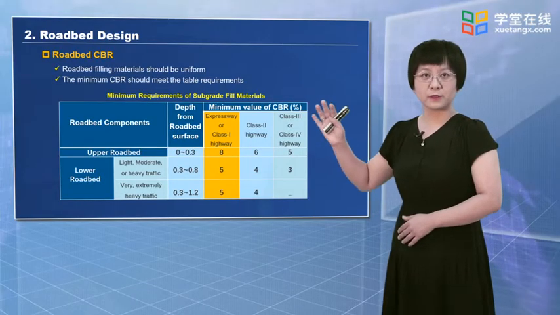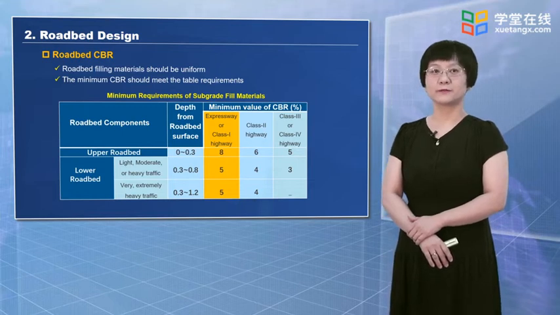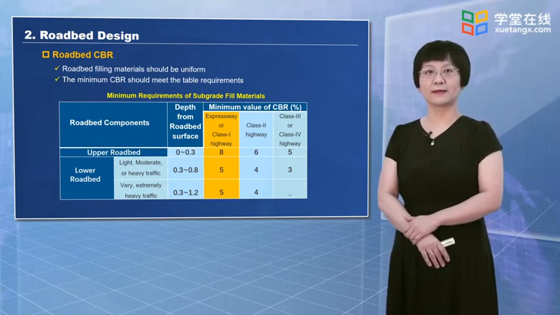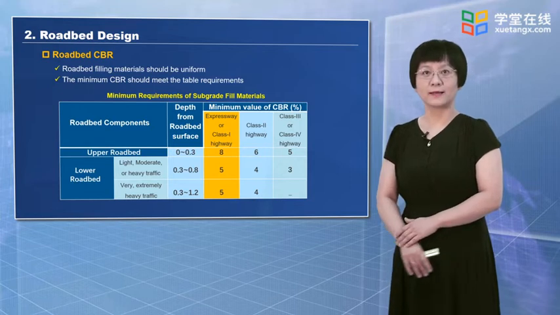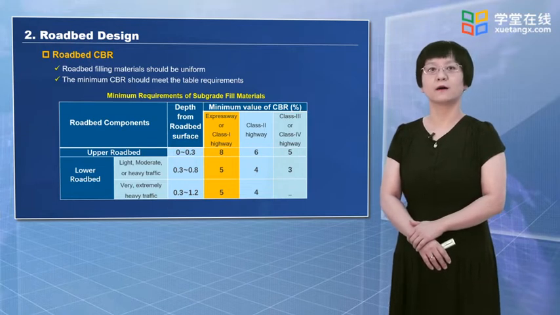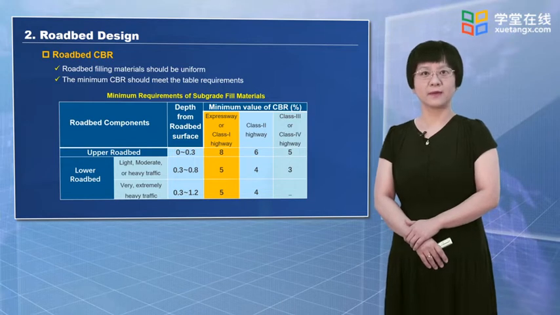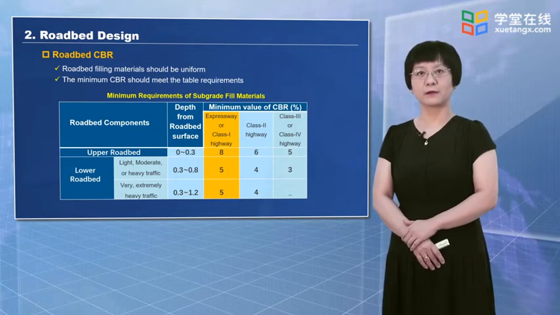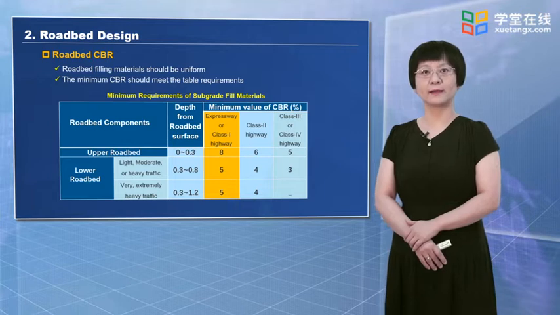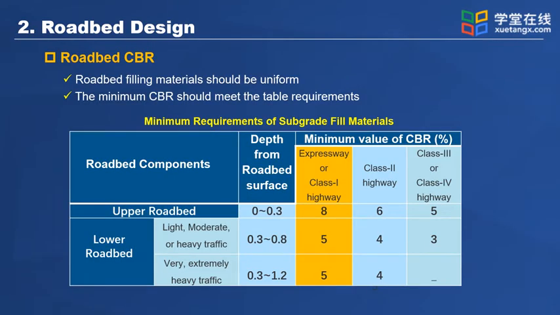Let's learn about roadbed design. The design of roadbed mainly controls CBR and compactness. On this basis, the design standards of roadbed are put forward. Now look at the CBR. CBR is employed to characterize the roadbed soil mechanical property. Roadbed filling materials should be uniform. The minimum CBR should meet the requirements listed in the table.